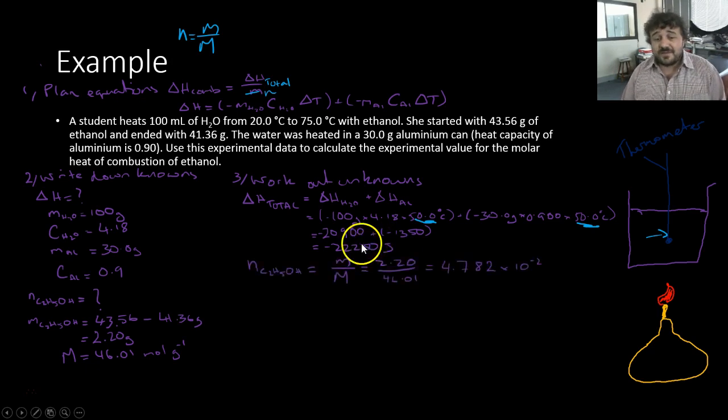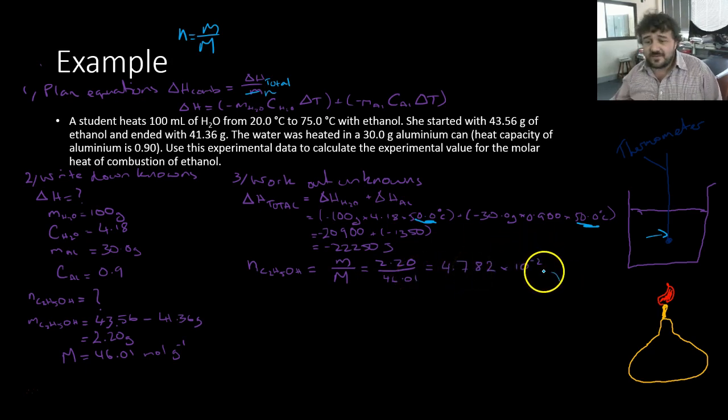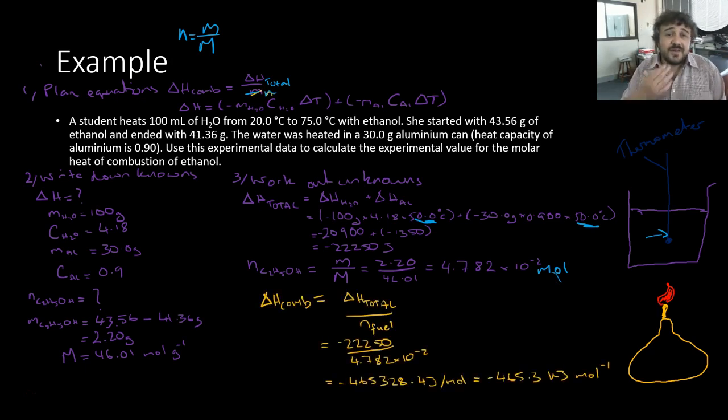Now, we want to work out how much of this per mole, so we need to know how many moles we used. So we've got 2.2 divided by 46.01, which gives us 4.782 times 10 to the minus 2 moles. Nice. Pretty straightforward. Now we finish this off. Really simple. So we take this number here, which is the delta H total, divided by the moles of fuel, which is that number there.